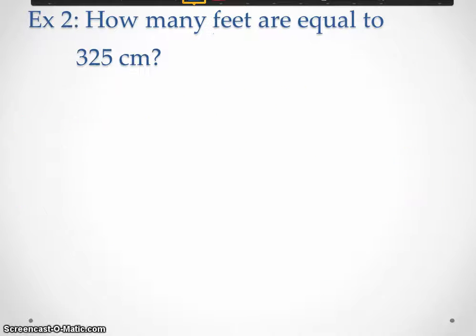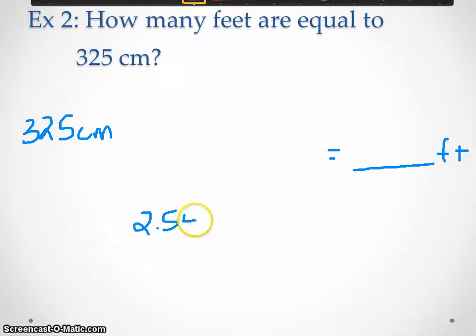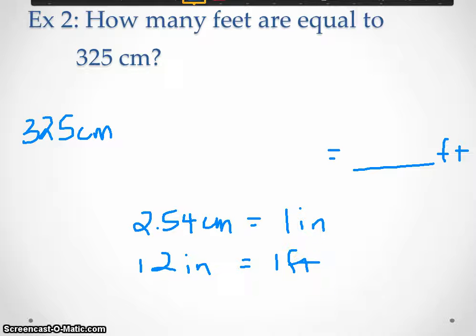Let's do one more example. How many feet are equal to 325 centimeters? So I start out with 325 centimeters, and my end goal is feet. Now, if you don't know the direct conversion from centimeters to feet, we might have to do this in a couple steps. I do know that 2.54 centimeters is equal to 1 inch, and 12 inches is equal to 1 foot. So I can do this problem in 2 steps.